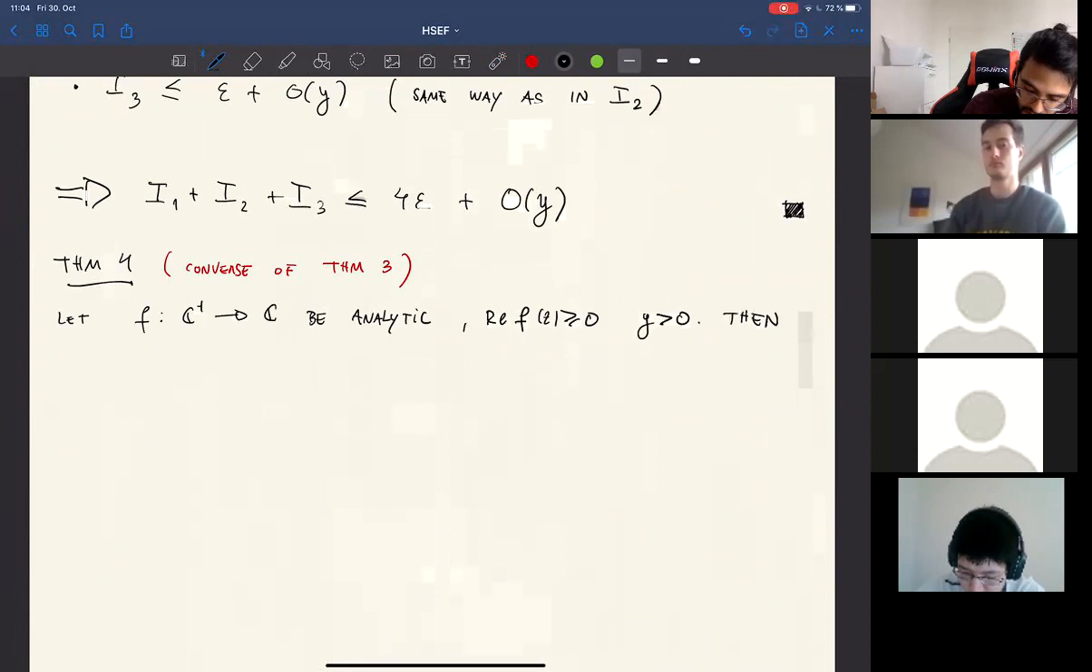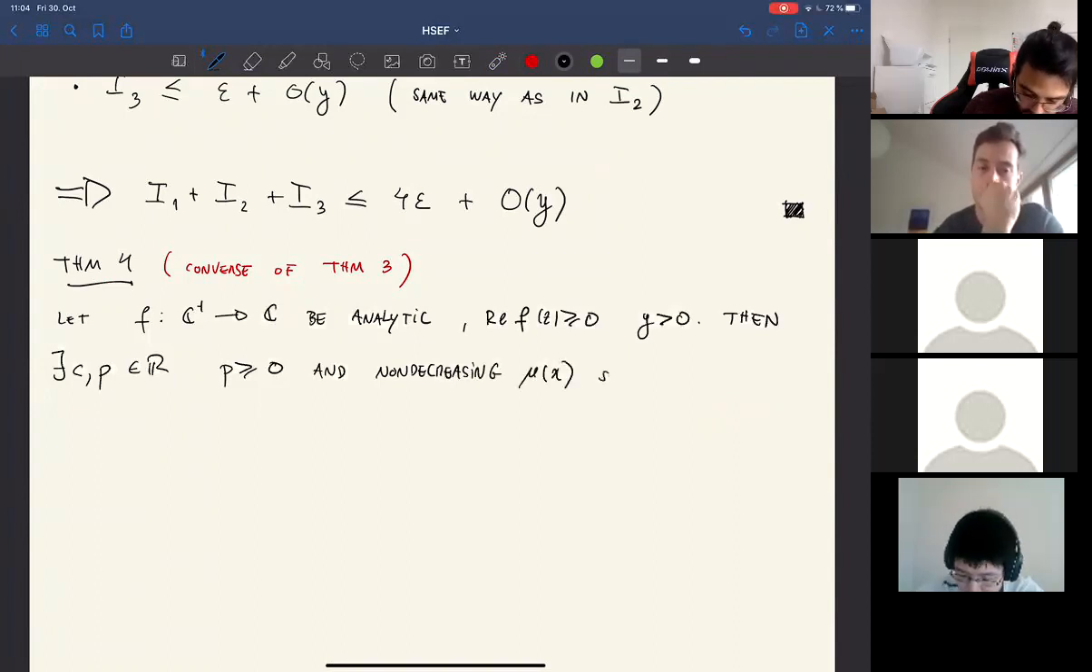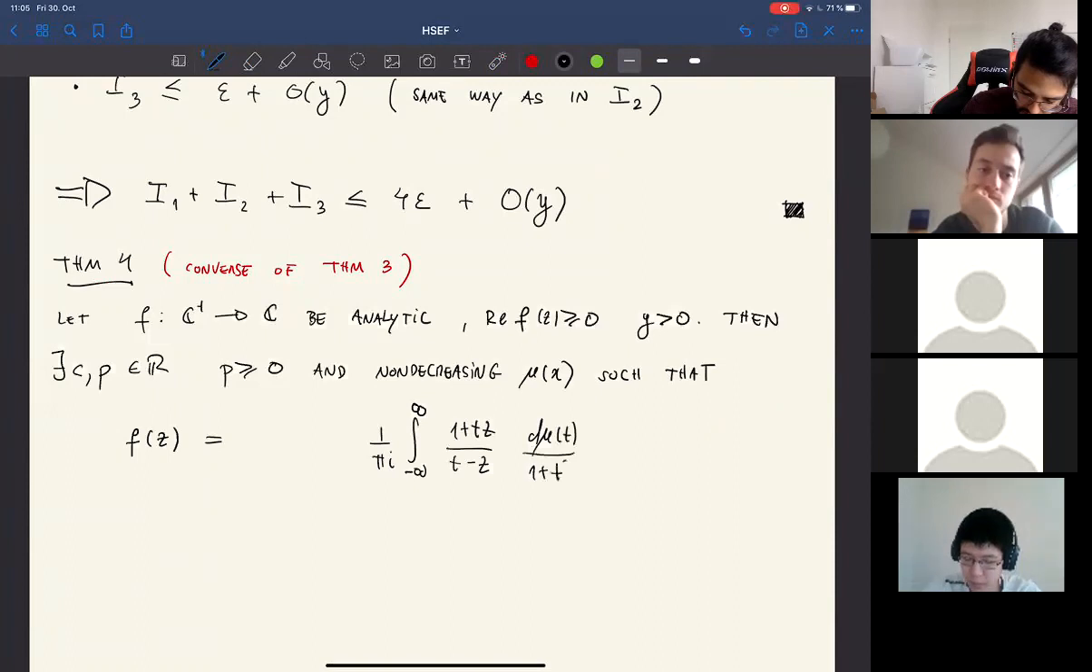Then there exist some C and P real numbers with P greater or equal than 0 and a non-decreasing mu of x such that f of z would be equal to the integral of (1 plus tz) divided by (t minus z), d mu of t, over 1 plus t squared. So that would be exactly the formula we had before.